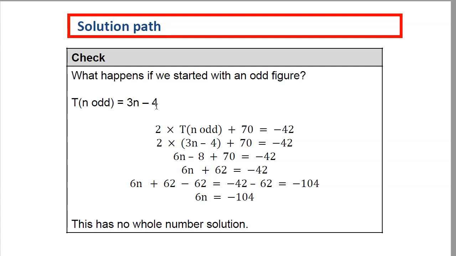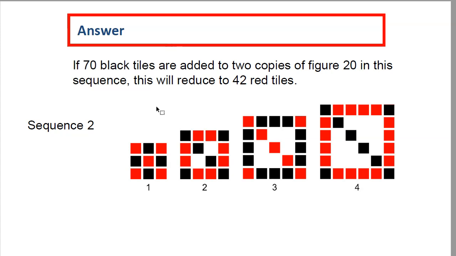104 is even, so it's divisible by 2. But 1 plus 4 is 5, which is not divisible by 3. So this number, negative 104, is not divisible by 6. Our answer is, if 70 black tiles are added to 2 copies of figure 20 in this sequence, this will reduce to 42 red tiles.